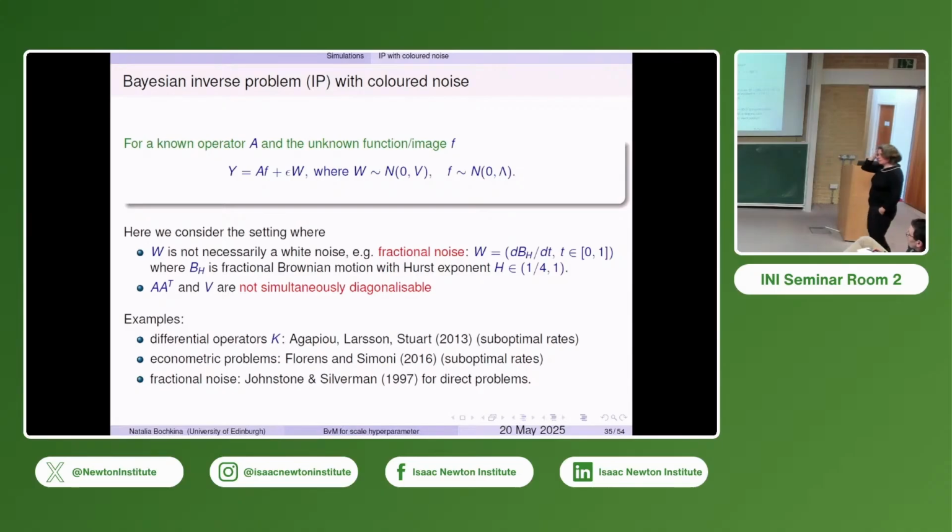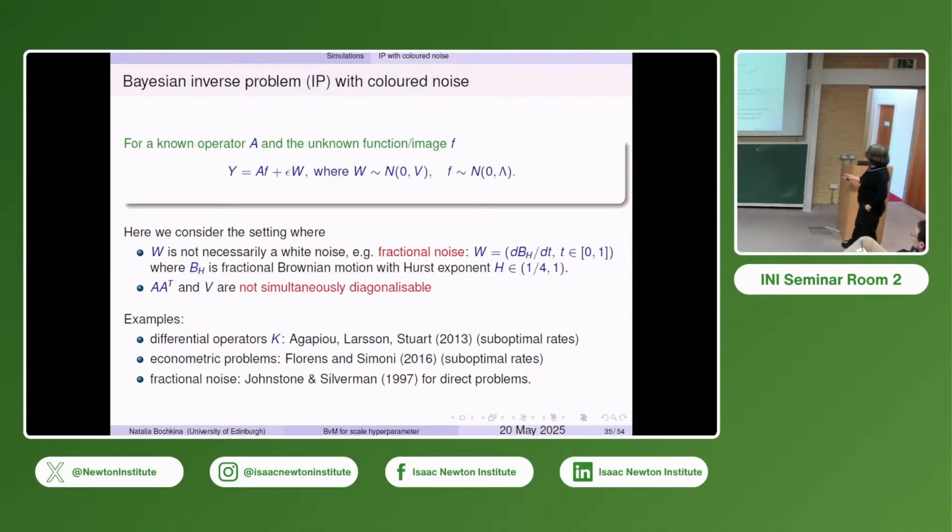Sergios Agapiou and Andrew Stuart had a paper on that a while ago, where they looked at particular differential operators. They derived the rate, but it was a bit suboptimal, so we've improved on that with our approach. It seemed to be a problem that was done by Sergios and Andrew a while ago.